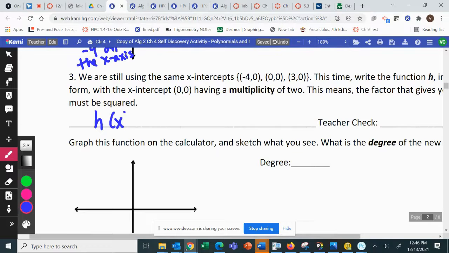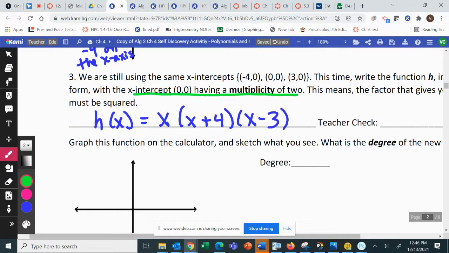H of x. This one we always, for all of 1 through, I don't know, 7 or something. I think there's 7 of them. We had to start with the same basic x-intercepts. And then this tells me that my x-intercept 0, 0 has a multiplicity of 2. So what do I do to the equation to make a multiplicity of 2 at that x-intercept? What do I do to the equation?